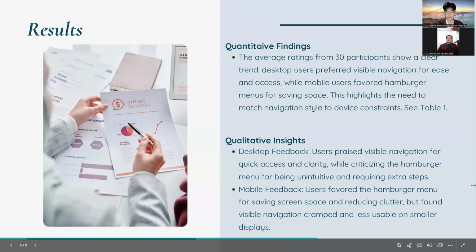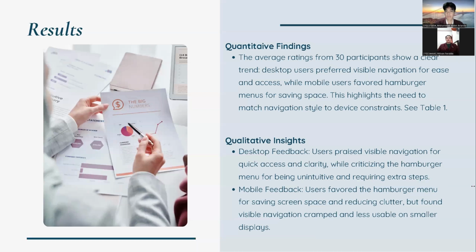And then for our results, both quantitative and qualitative data converge to underscore the importance of device context in navigation design. Quantitative findings revealed a clear preference for visible navigation on desktop devices, where users rated it higher in terms of usability, efficiency, and overall satisfaction. In contrast, on mobile devices, the hamburger menu was favored due to its ability to conserve screen space and maintain a cleaner interface. Qualitative responses offered deeper insight into these trends.